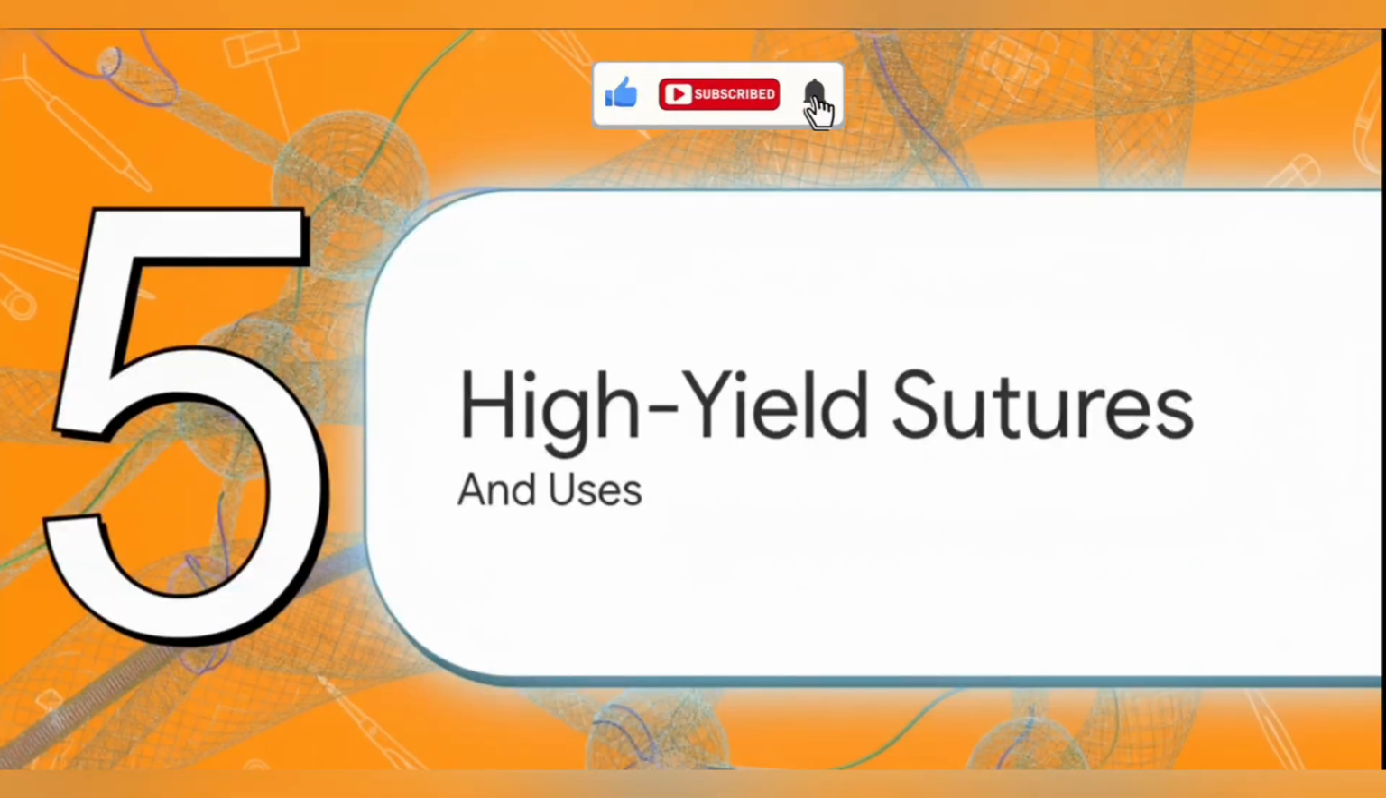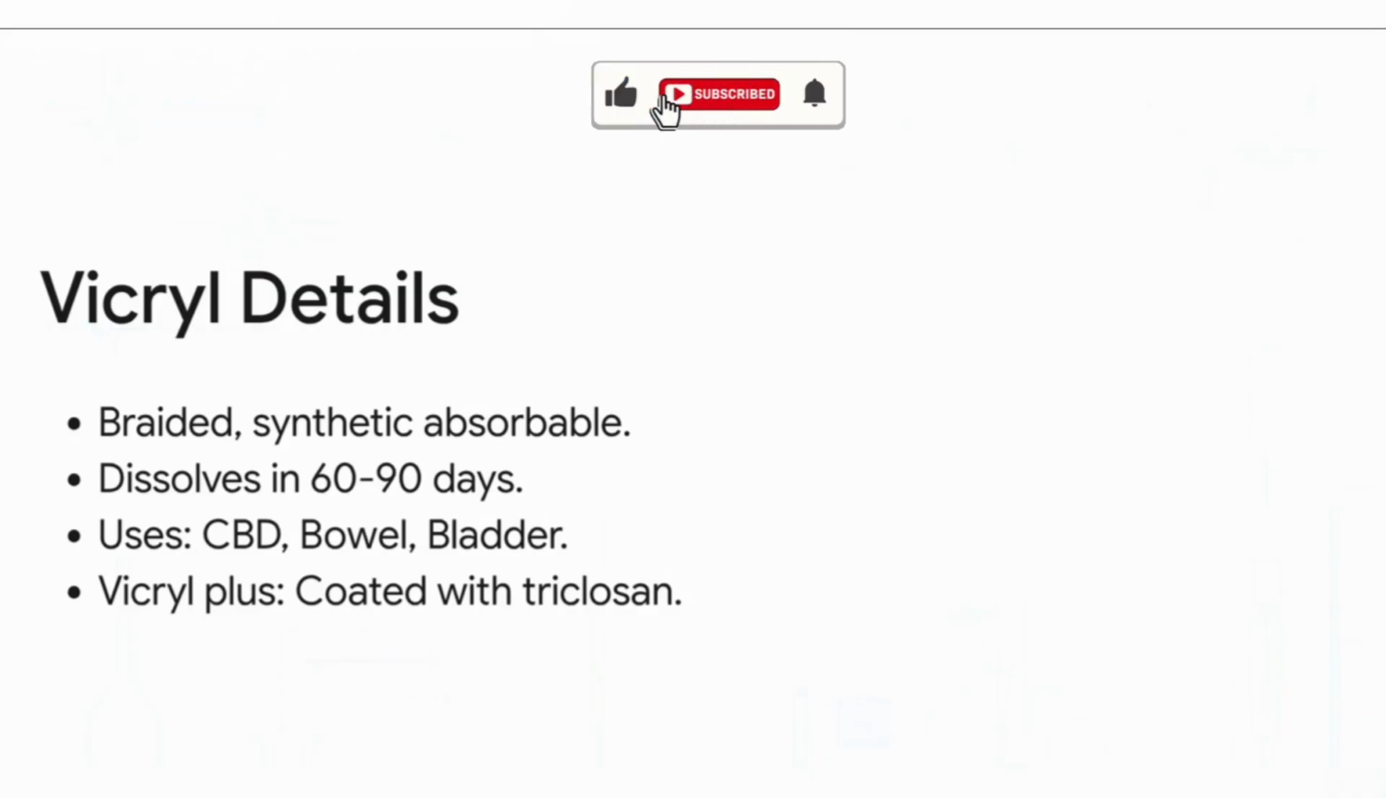Moving on to Section 5, high-yield sutures and their specific uses. First up is our daily driver, Vicryl, chemically known as polyglactin. It is a braided, synthetic, absorbable suture. It typically dissolves completely in about 60 to 90 days.